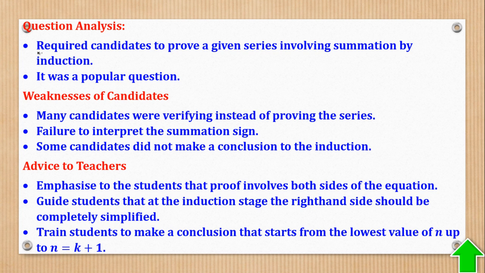So question analysis, the question required candidates to prove a given series involving summation by induction. And it was a popular question. Popular means it was attempted by many. But being attempted by many doesn't mean that it was well done. No. Many students can attempt a question, but they make some mistakes somewhere and they don't get the marks they are supposed to get. So what were some of the weaknesses?